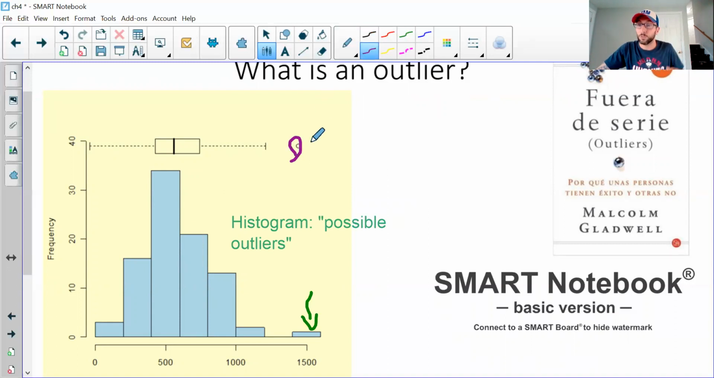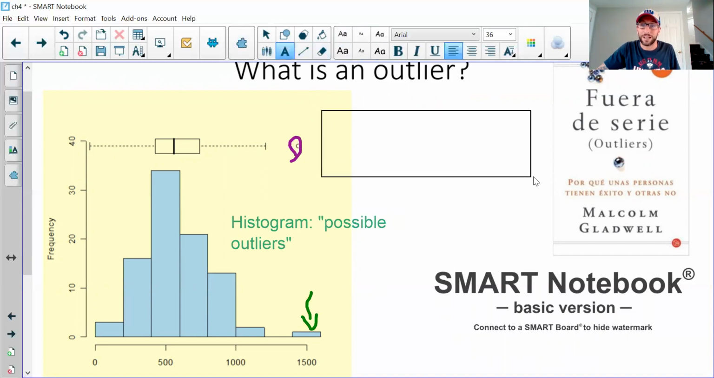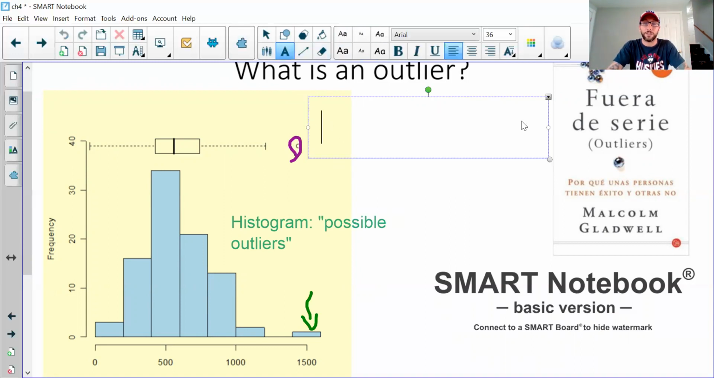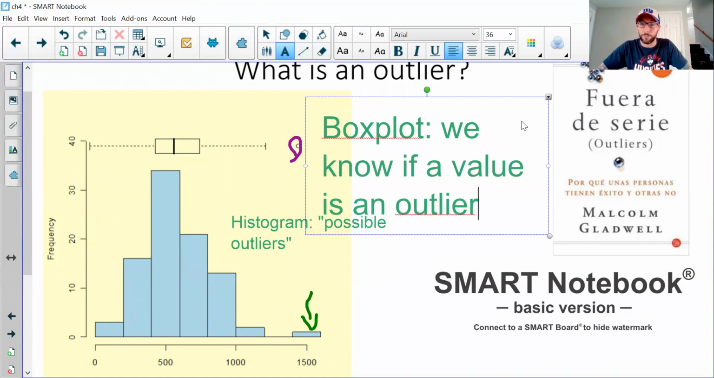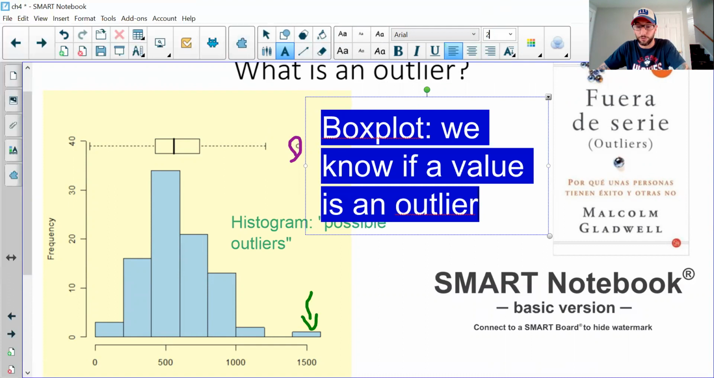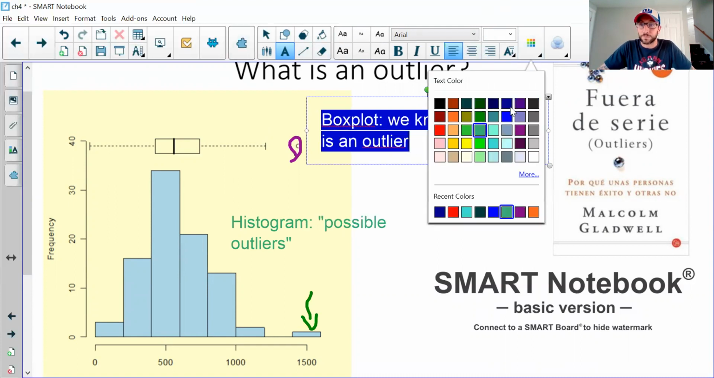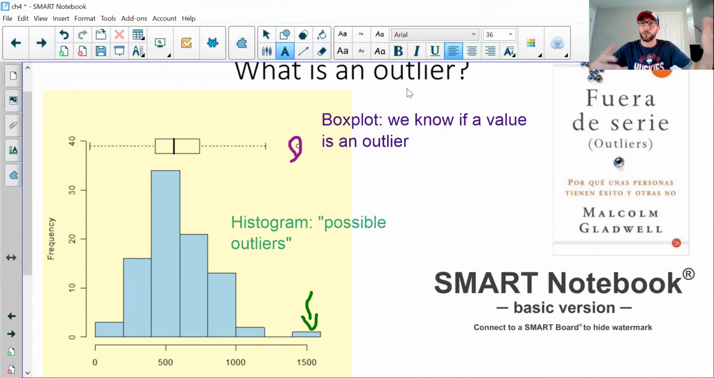With a box plot, we know definitively if there's an outlier or not, right? When I see that separate dot, I know that that is an outlier. So with a box plot, we know if a value is an outlier. When we see that dot, we know the fences have been calculated, and we know for sure one way or another if a value is an outlier.